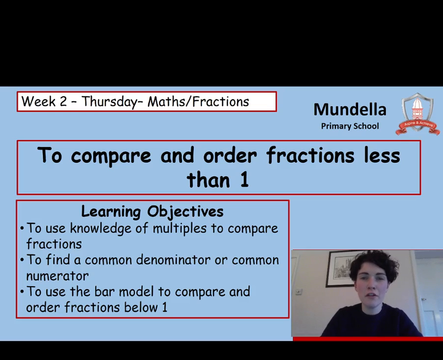Welcome to Thursday's maths lesson with me, Miss Medlicott. In today's lesson we are going to be comparing and ordering fractions less than 1. Our learning objectives are to use knowledge of multiples to compare fractions, to find a common denominator or common numerator, and to use the bar model to compare and order fractions below 1.